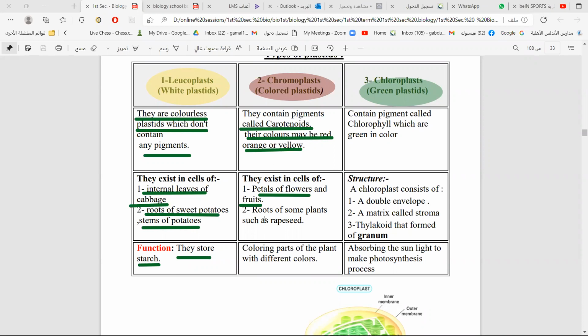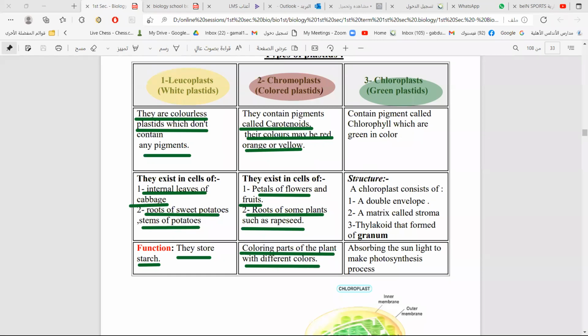The chromoplast, or colored plastid, is found in the roots of some plants, such as the root of the carrot plant. It is orange because it has an orange pigment called carotene. And the turnip also has a dark red color. The function of chromoplasts is coloring the plant with different colors: coloring the plant roots, the leaves, the fruits, the petals of flowers, and so on.